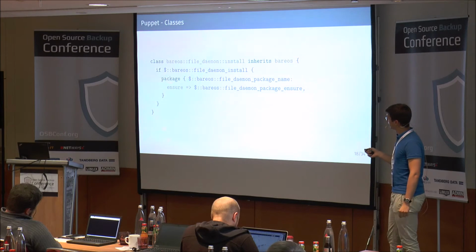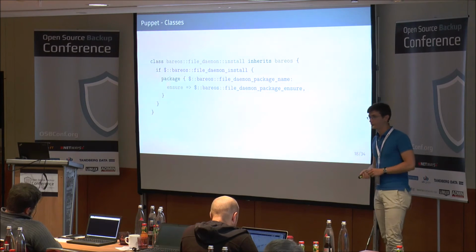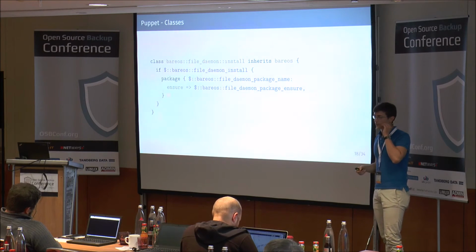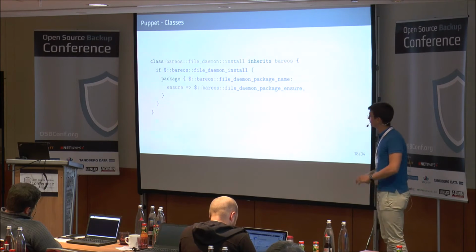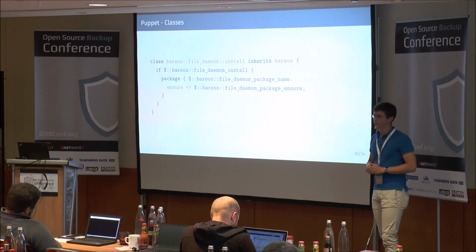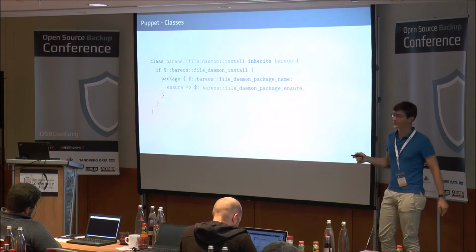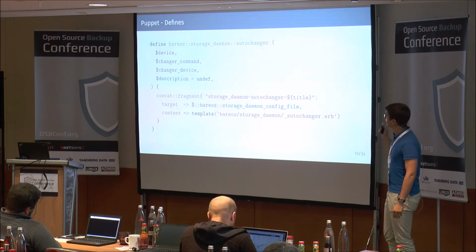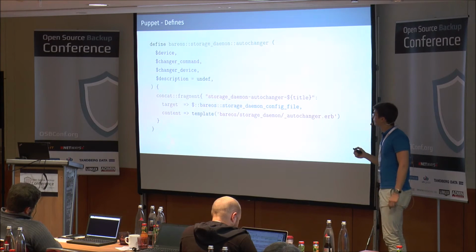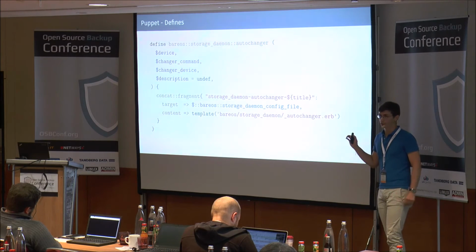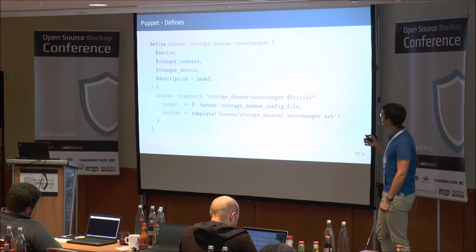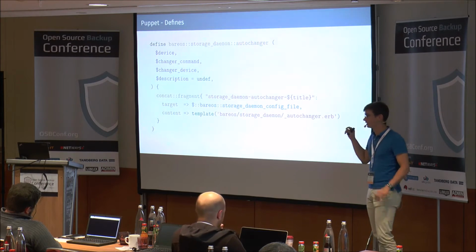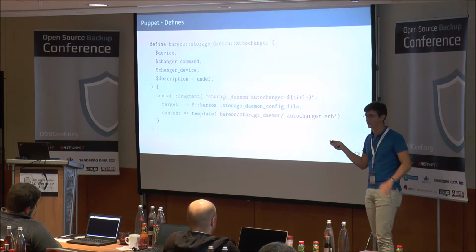The package type over here is a default type of Puppet, and it chooses the right backend depending on the system the agent is running. So this package type is a defined type. One can define different types which are behaving like a class.